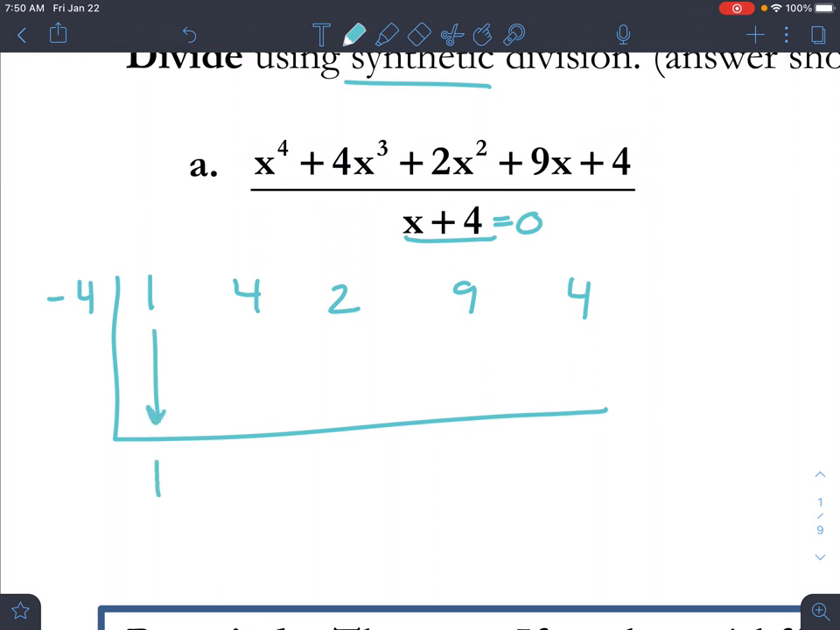Bring down the first term. We multiply. Negative 4 times 1 is negative 4. Okay. 4 plus negative 4 is 0. Next, we multiply. Negative 4 times 0 is 0. 2 plus 0 is 2.